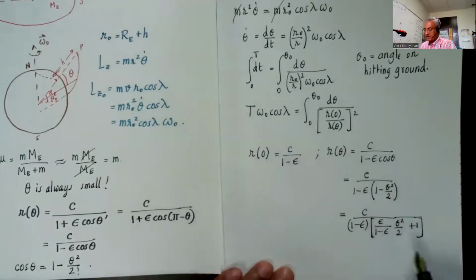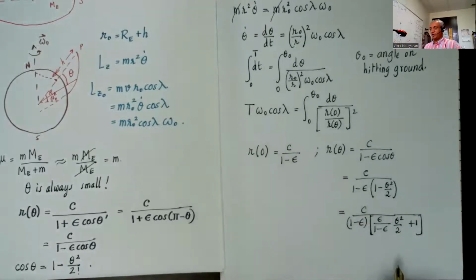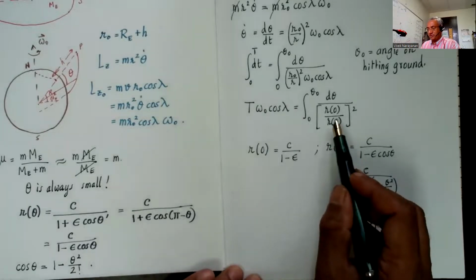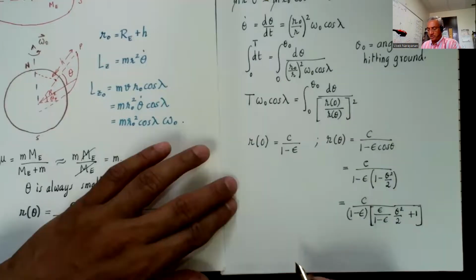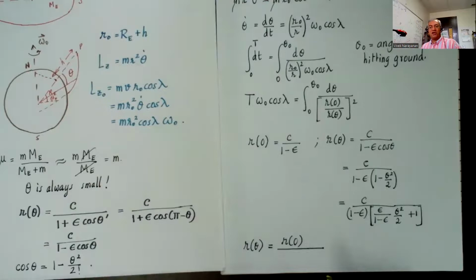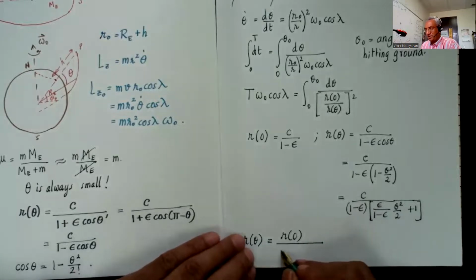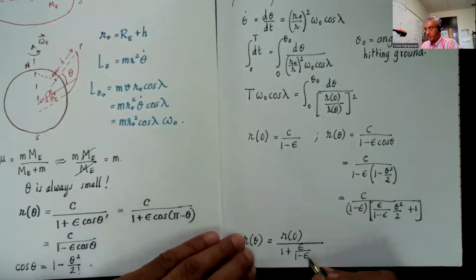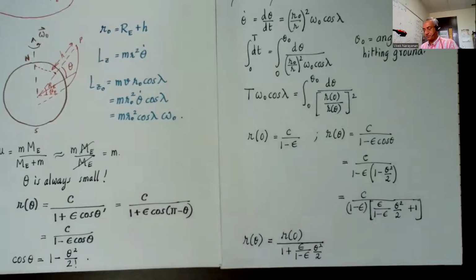But let's make sure nothing illegal has happened. When I take 1 minus epsilon, I get 1 minus epsilon, and then these two will just give me epsilon theta squared over 2. So that's right there. So it's exactly what it needs to be. Okay, so we have this r of theta, but this part is just r naught. So we can write r of theta is just r of 0. So in this fabulous manner, I've got rid of the factor c, the thing in the numerator. And now I just have 1 plus epsilon over 1 minus epsilon theta squared over 2. But epsilon is the eccentricity of the orbit.